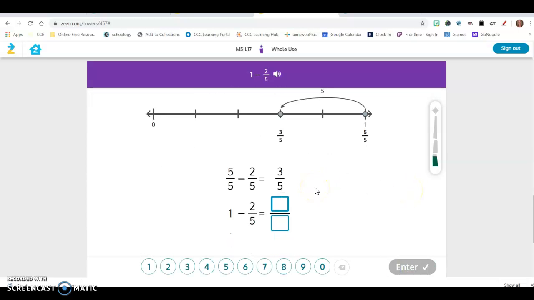Okay, and then they have you rewrite it one more time. They rewrite it as one whole minus 2 fifths, which was the original problem. And so we know that 5 fifths minus 2 fifths gives you 3 fifths.